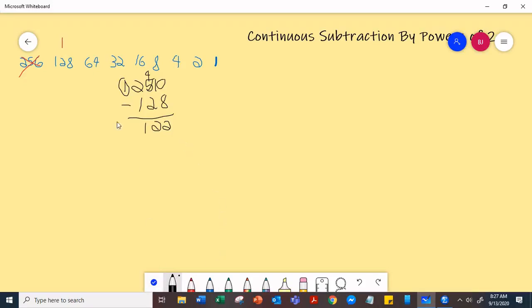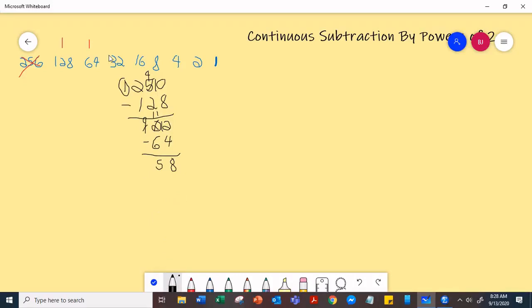Next, we look at the next number. Next power of 2 is 64. If it is smaller than the number left, then we use that as a subtrahend. So subtracting 64, this would be 58. As we were able to subtract 64, we put a 1 here.